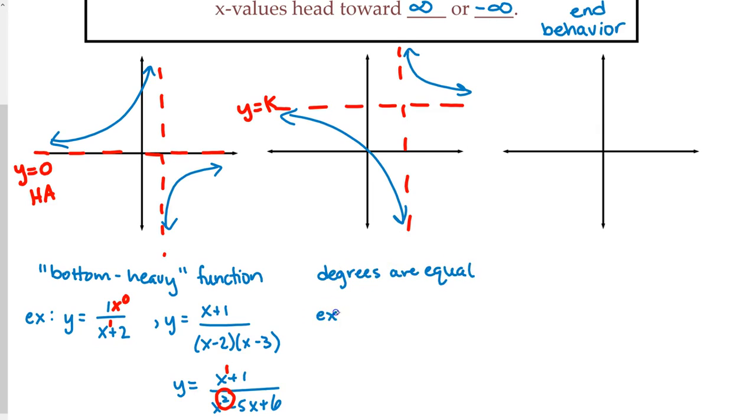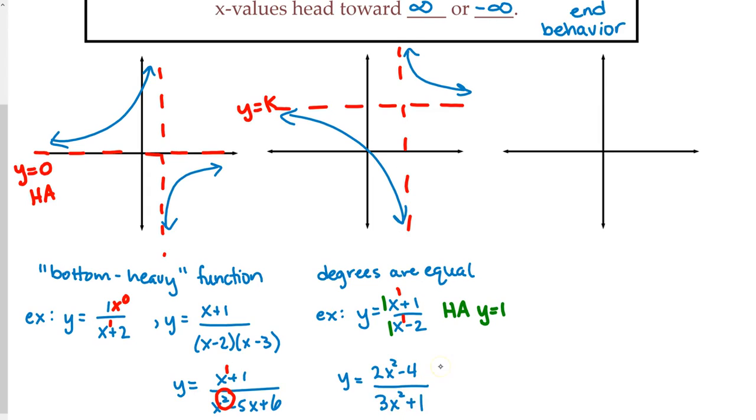So an example of that would be y equals x plus 1 over x minus 2. The degree of the top is 1, the degree of the bottom is 1, and the horizontal asymptote there is going to be the ratio of the leading coefficients. So the leading coefficients would be 1 over 1, 1x over 1x, so the horizontal asymptote would be y equals 1.